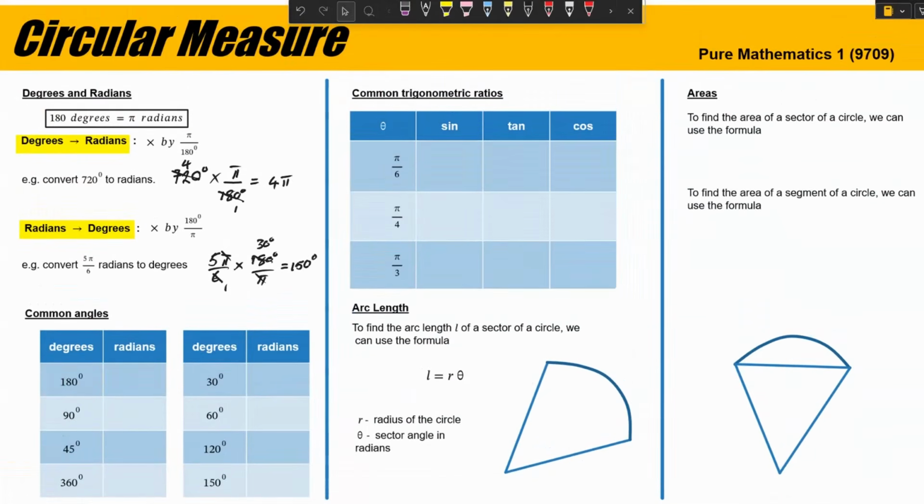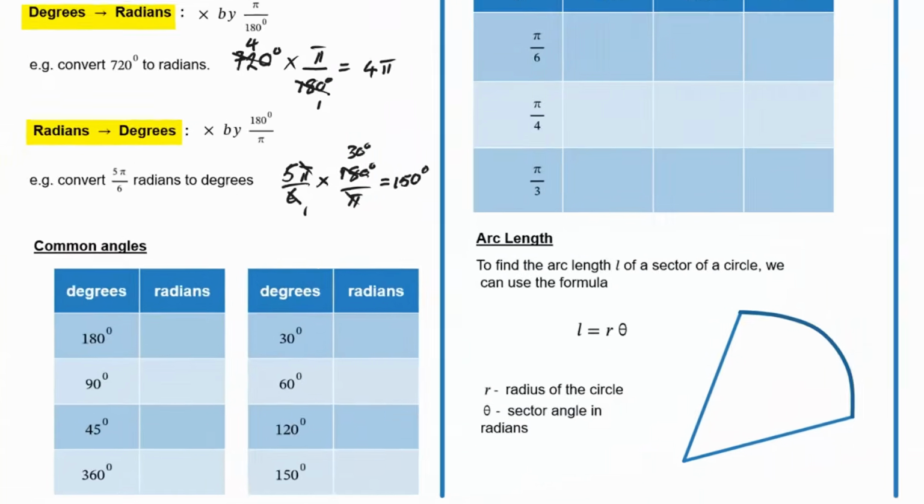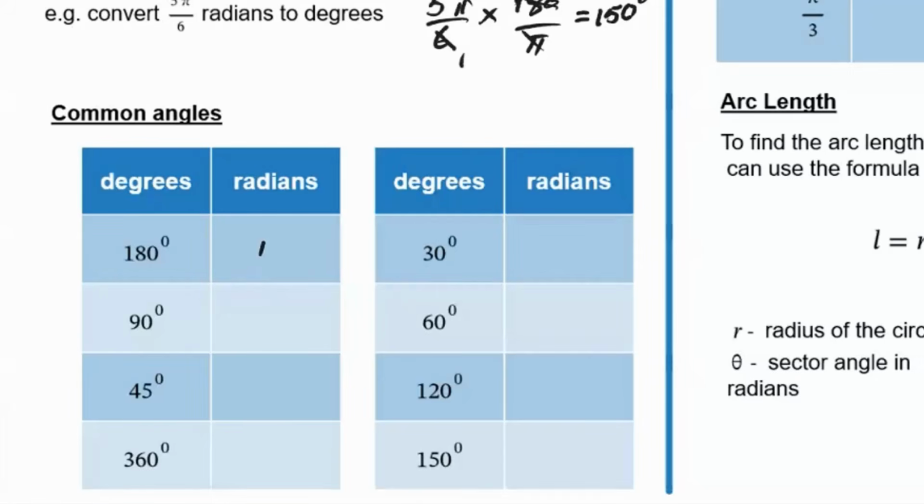There are some common angles which I expect any A-level student to know. You just have to know the radian equivalent of these angles. We know that 180 degrees is pi radians, and 90 degrees is half of 180, so it has to be half pi. We also know that 45 degrees is half of 90 degrees, so that's a quarter pi in radians. 360 is twice 180, so it's 2 pi in radians. These are common angles you need to know the radian equivalent of.